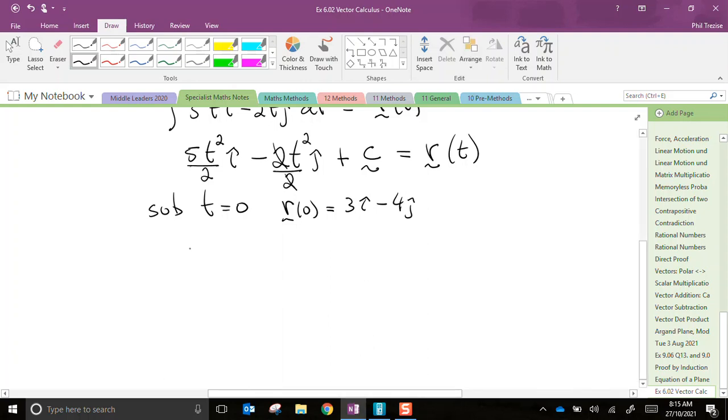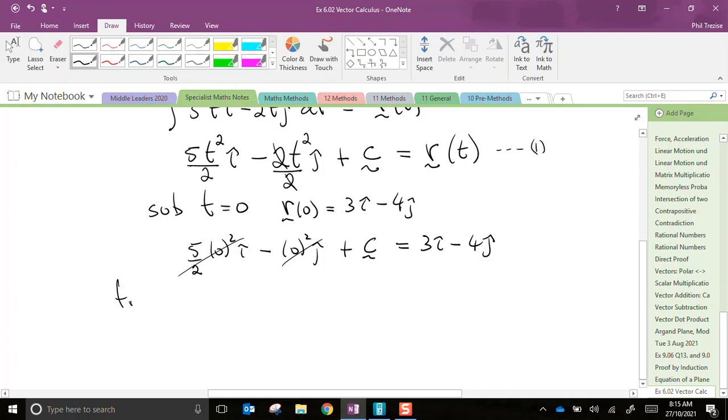So I would have 5 over 2 t squared i minus t squared j plus c, my constant of integration, and at t = 0 the r vector is 3i take 4j. There it is, 3i take 4j. Well, that's nothing, and that's nothing. It looks like my constant is 3i take 4j. So I will then rewrite my equation here. Just let me label that as equation number 1.